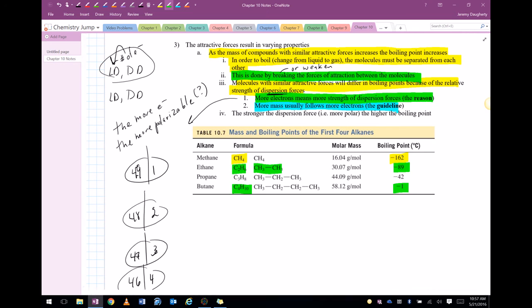Why? Well, first of all, these are nonpolar molecules, because the carbon-hydrogen bond is nonpolar. So these are nonpolar molecules, which means that they only have London dispersion forces present. With only London dispersion forces, we're comparing all of these based on just one intermolecular force, London dispersion force. More electrons, the more energy it takes because it's a stronger force of attraction.